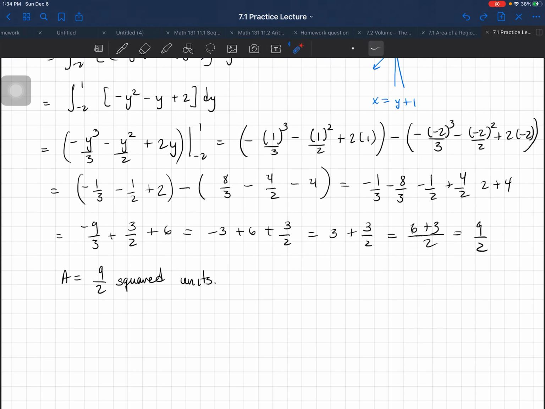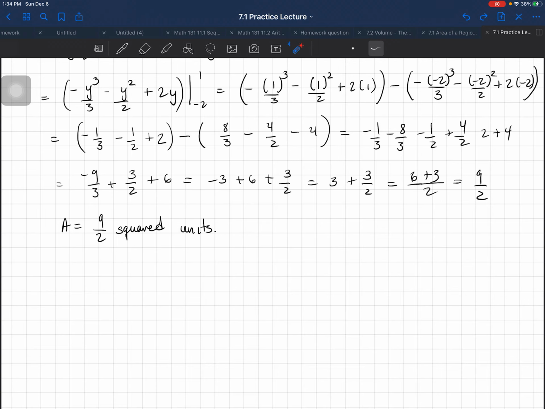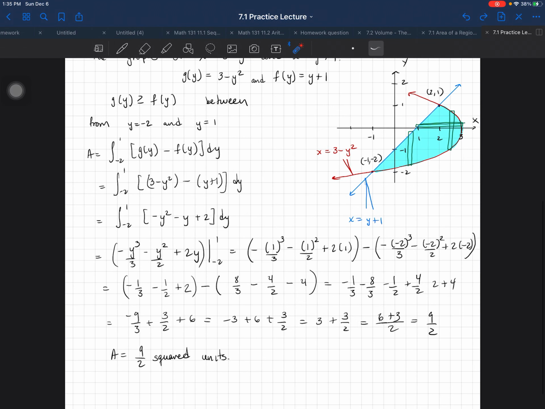You can simplify this to be negative 1/3, negative 1/2, and then positive 2. This becomes negative 8 with a negative in front of it, which becomes positive 8/3. That's positive 4 over 2 with a negative, which becomes negative 4 over 2, plus negative 4. Then you can distribute the negative and start combining like terms. This minus this will give us this, and then 2 minus negative 4 will give us this. You'll simplify that, which gives you negative 9 over 3, 3 over 2, plus 6. This simplifies to be negative 3. Combine those two, that gives you 3. Add them together by having a common denominator, and that gives us 9/2. So this area is 9/2 square units.